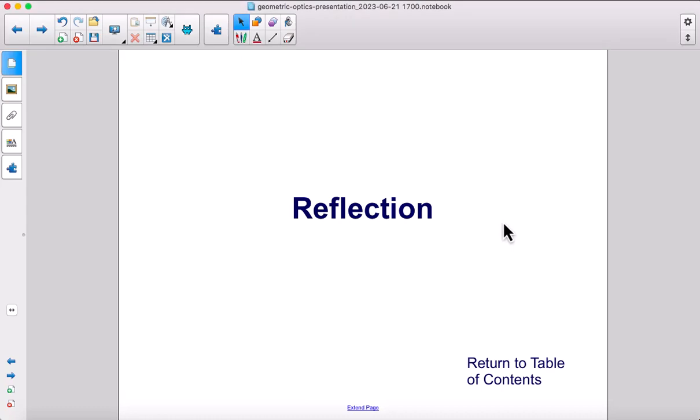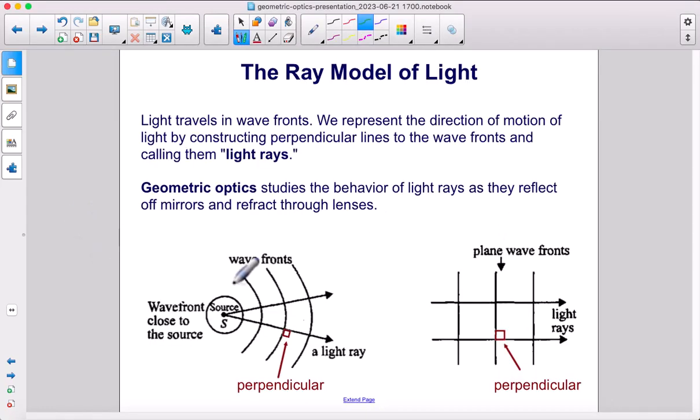Reflection. Light travels in wave fronts. We represent the direction of motion of light by constructing perpendicular lines to the wavefronts and calling them light rays. Geometric optics studies the behavior of light rays as they reflect off mirrors and refract through lenses.